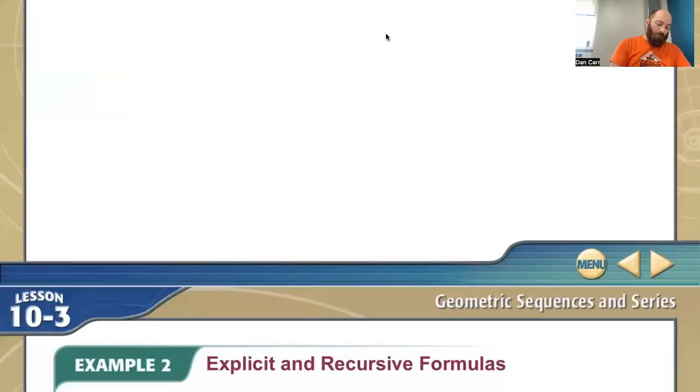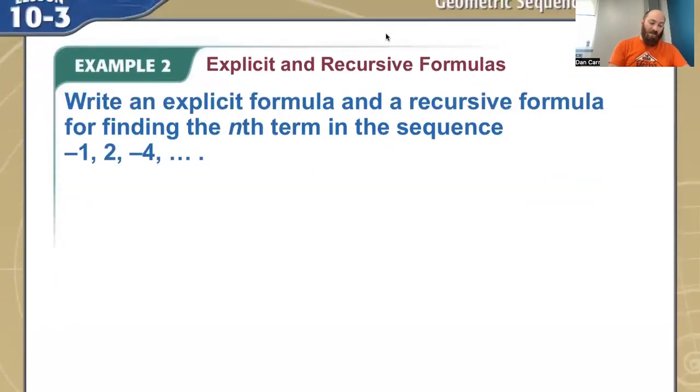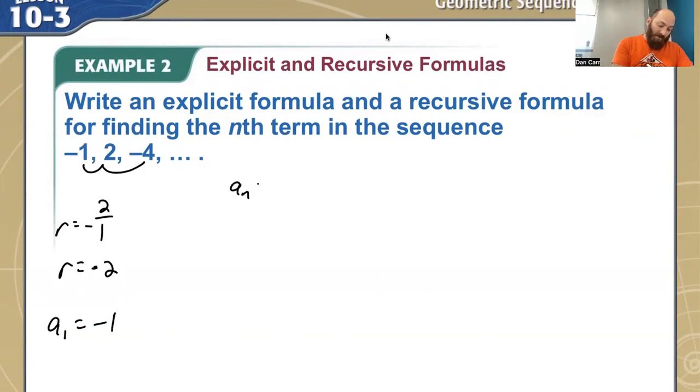Okay, so let's write the rule out for this sequence here, as well as the recursive one. For here, we've got to first figure out what is my common ratio. Again, if I have trouble with that, I can take any term divided by the previous term. So in this case, it's just -2. A sub 1 is -1. So that means I can write a sub n is equal to -1 times r, which is -2, raised to the n minus 1 power. There's my explicit rule.